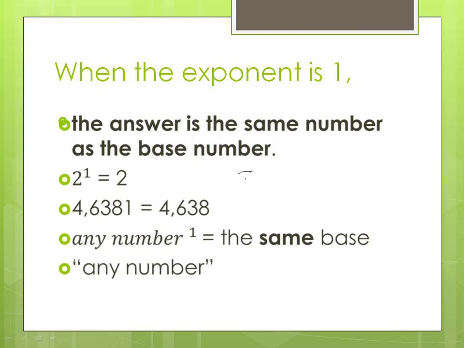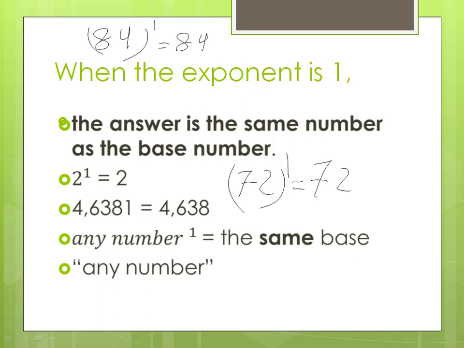For example, 72 to the power 1 equals 72. 84 to the power 1 equals 84. And any number without a power, the logic says that it's to the power 1. For example, when we say 72 plus 72 to the power 2, here the first one is 72 to the power what? 72 to the power 1.